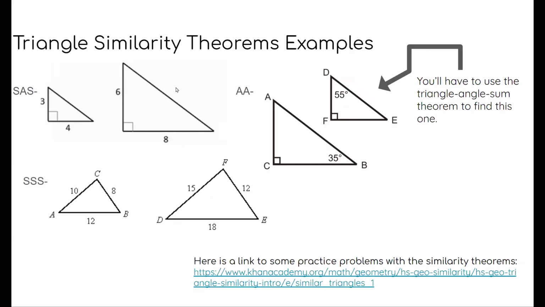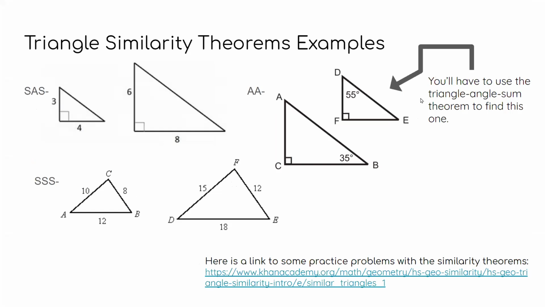And then AA, angle angle, like I said before, you're given one angle like 90 and then 35, and then you'll have to use the angle sum theorem to find the measure of this other angle, angle D. If you do that, 35 plus 90 is 125, and 180 minus 125 is 55. So that's the measure of this other angle.